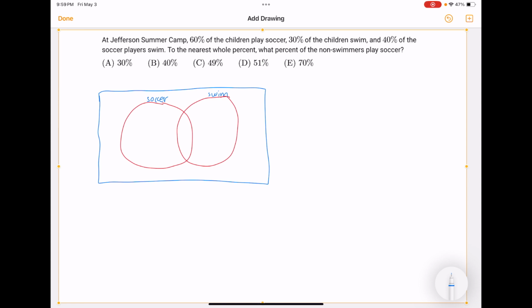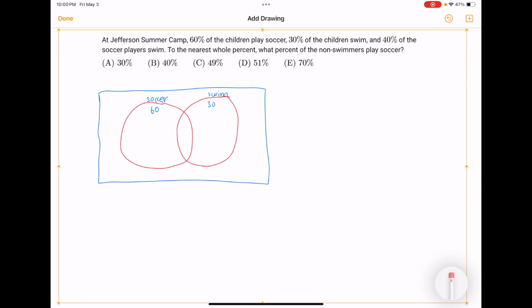Anyways, right here we see that 60% of the children play soccer. So that means on this side, there are 60 people, and on the side that represents swimming, there are 30 people. In between would be both swim and soccer. It tells us that 40% of the soccer players swim, so it's 40% of the 60% that is both swim and soccer.